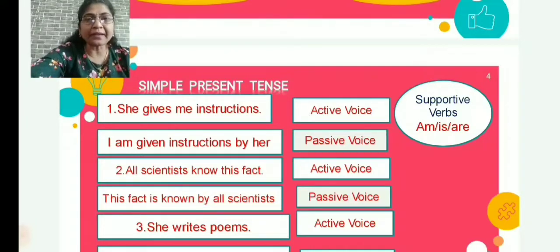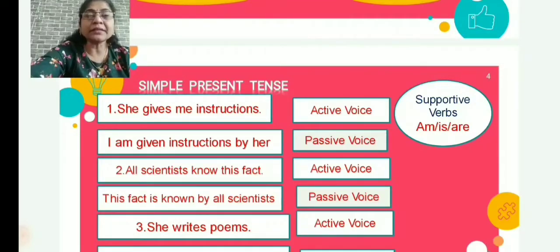So if I take me as a subject, definitely me will change into I, when it comes in the place of subject. "I am given instructions by her." So I, then here, see, it is simple present tense, and that's why here we don't have supportive verbs. Listen. In simple present tense, when we don't have supportive verbs, we have to take the supportive verbs of continuous: am, is, are. So here on the right side I have given the supportive verbs of simple present tense when we change a sentence into passive voice. What are they? Am, is, are. Definitely with I we take am, and that's why "I am given."